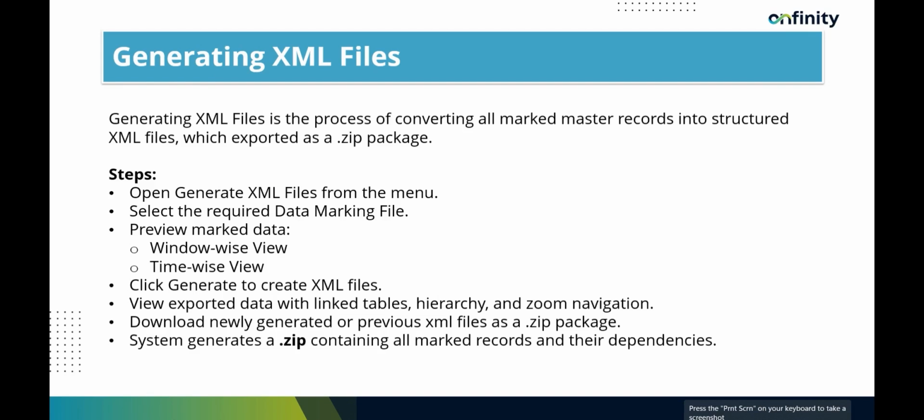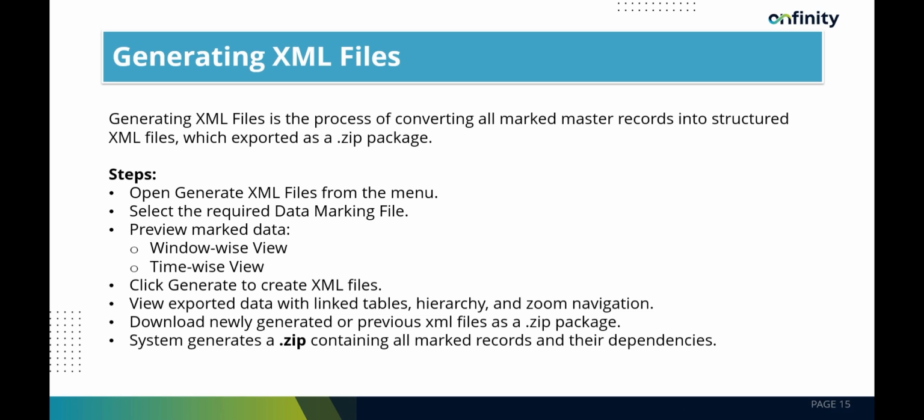We saw how master data such as product master and tax rate records is captured along with its dependencies while the recorder is active. By the end of the previous part, our master data was ready and successfully marked inside the data marking file. Now in this part, we will continue with the next step and learn how to generate XML files from the marked data and how to review the exported data in detail.